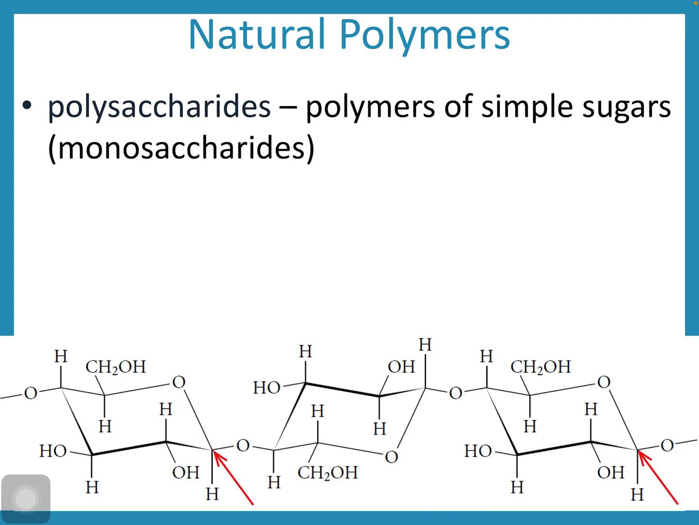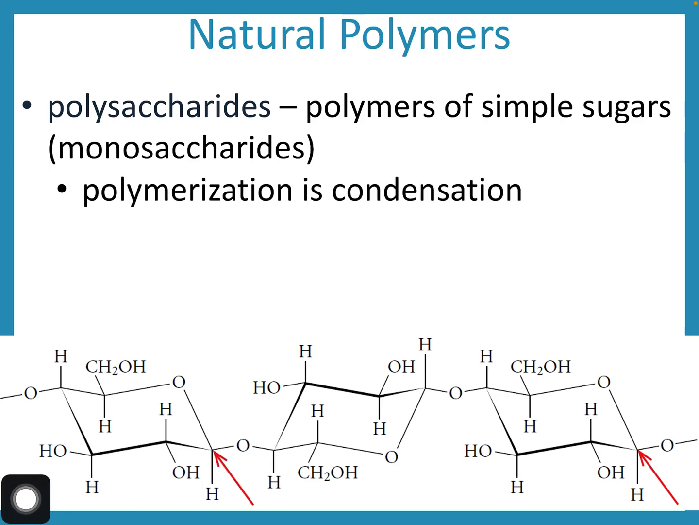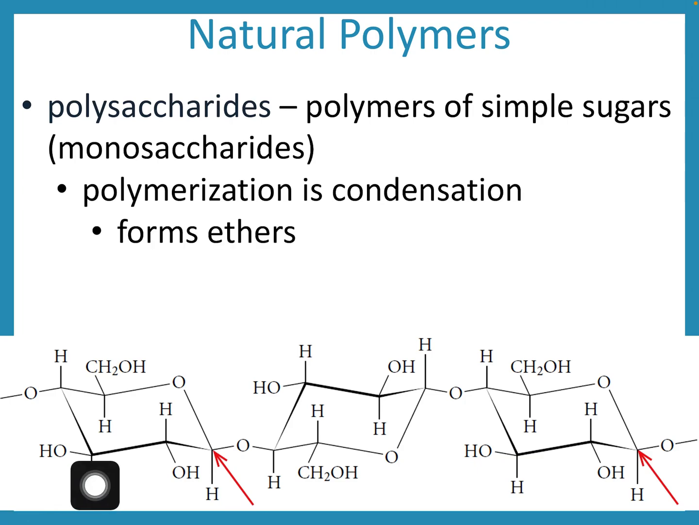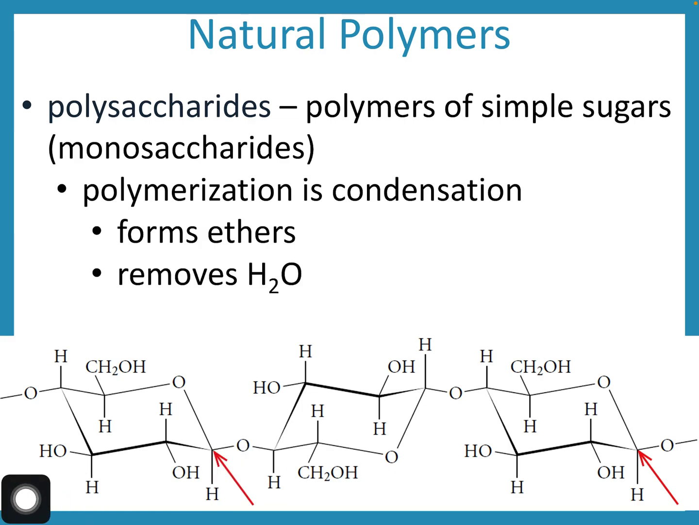Polysaccharides, so these are polymers of simple sugars. So monosaccharides are what we call the monomers of the sugars. This is an example of cellulose, which is found in plants. So the polymerization here is also through condensation, and ethers are formed here. So we can see carbon bonded to an oxygen, bonded to a carbon. So here we have ethers, and water is removed in the creation of these polysaccharides.